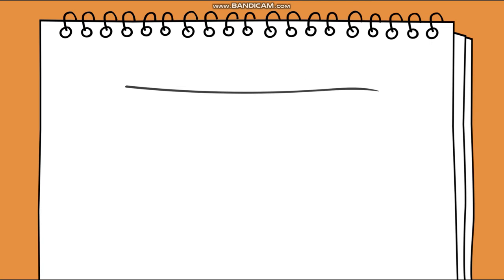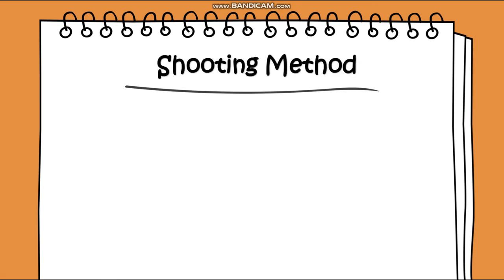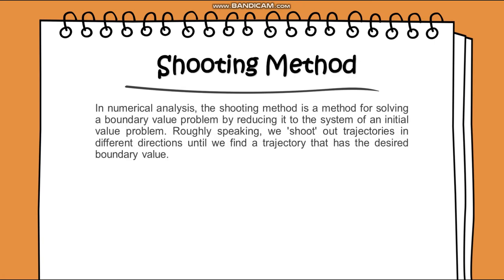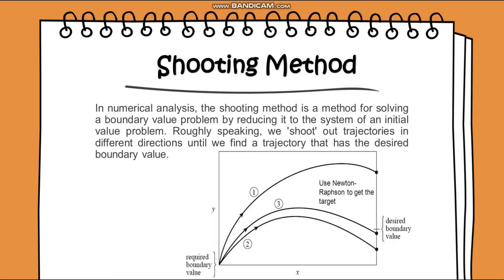In this part of the video, we will be understanding deeper what the shooting method is. In numerical analysis, the shooting method is a method for solving a boundary value problem by reducing it to a system of initial value problems. Roughly speaking, we shoot our trajectories in different directions until we find a trajectory that has a desired boundary value.